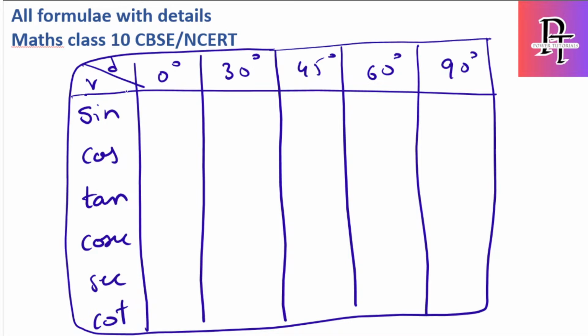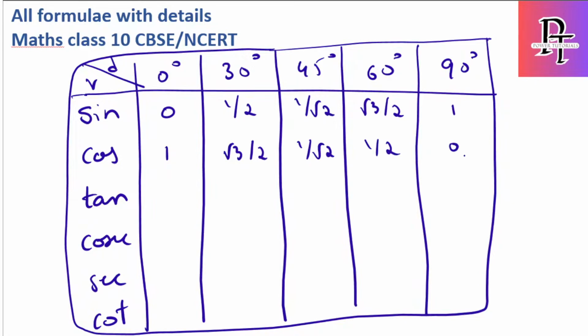The first ratio is sine. If you remember the sine values, then you can easily remember all the other values as well. Sine 0 is 0, sine 30 is 1 by 2, sine 45 is 1 by root 2, sine 60 is root 3 by 2, and sine 90 is 1. Just remember at least this line. Using this line we can work out the other values as well. Cos is easy, just write it in reverse order: 1, root 3 by 2, 1 by root 2, 1 by 2, and 0. And then tan is sine by cos.